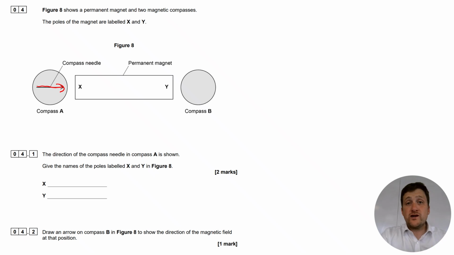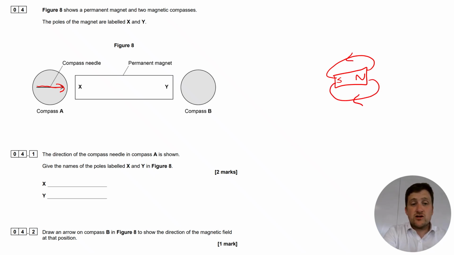Now, one really important thing you need to know about magnets is that the magnetic field always goes from north to south. So if the arrow is pointing into X, that means X must be south, which means Y must be north. Just doing that without even looking at the question is going to help you. That's the science about what we're looking at, okay?